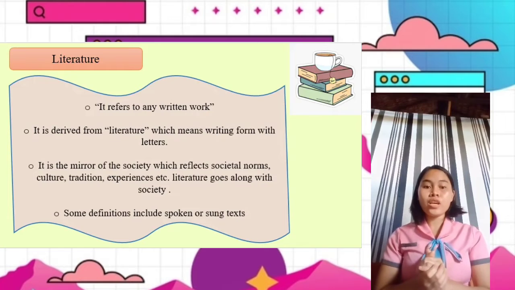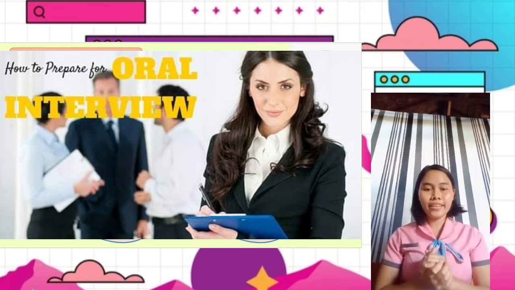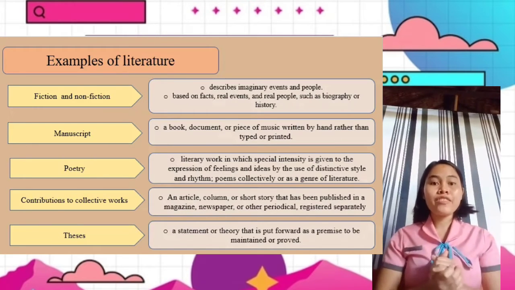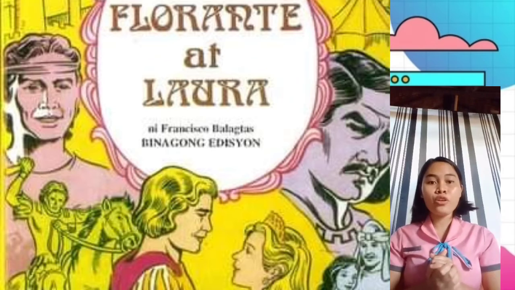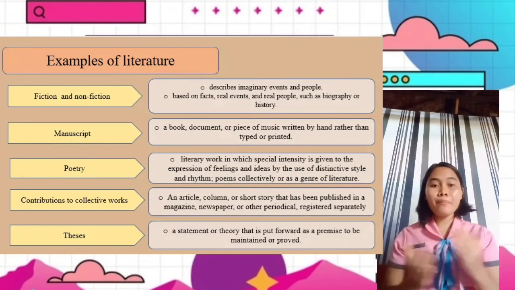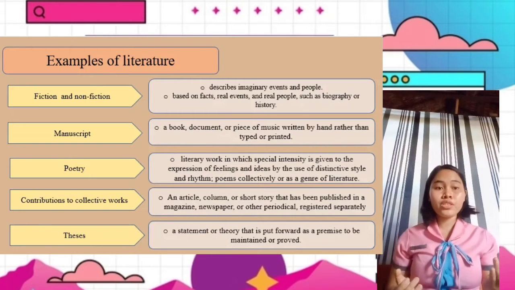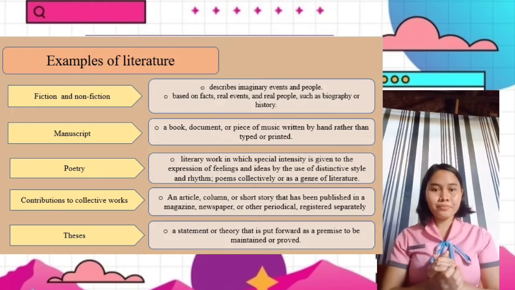Some definitions include spoken or sung text. Examples of spoken text include oral stories, interviews, and dialogues. Examples of literature. First one is fiction and non-fiction. Fiction means describing imaginary events and people. For example, the book of Florante at Laura. Non-fiction means based on facts, real events and real people such as biography or history. Common literary examples of non-fiction include essays on art of literature, biographies, and journalism.